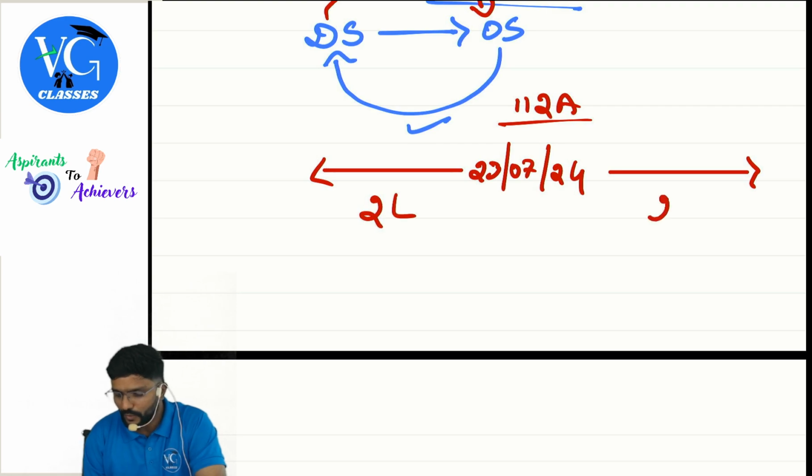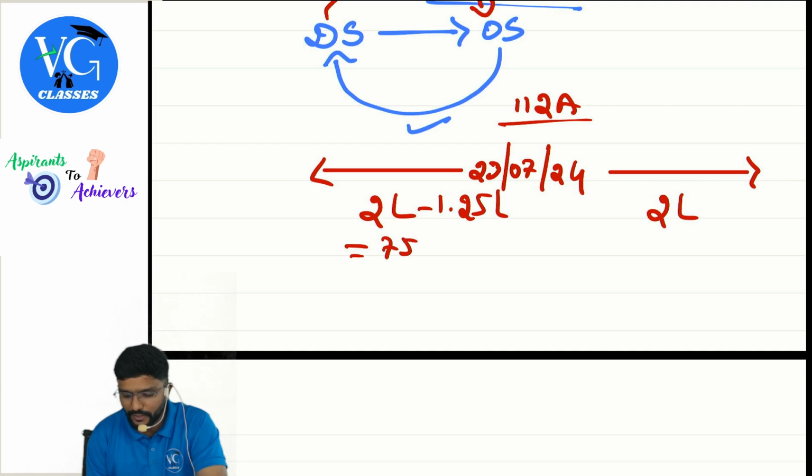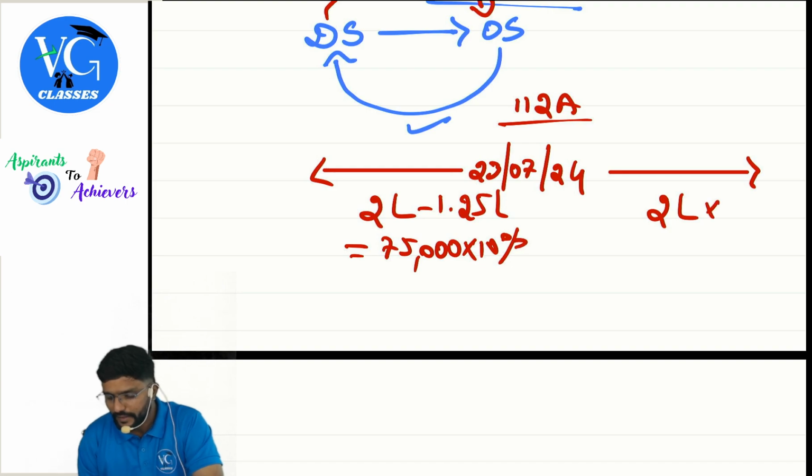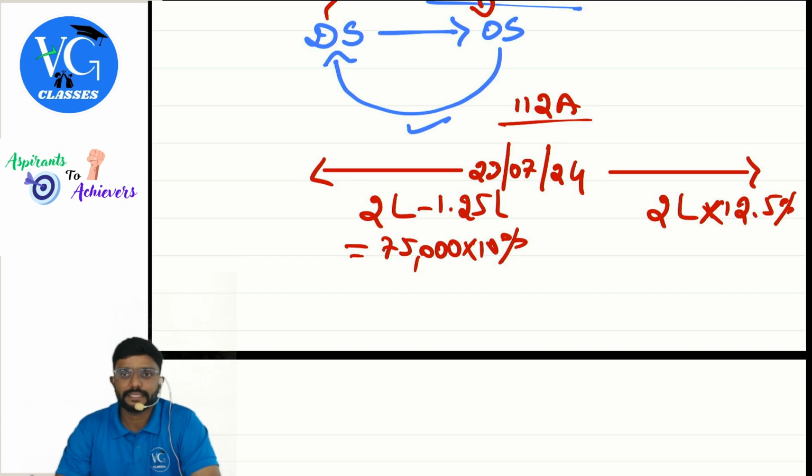2 lakh, 2 lakh. So you will reduce 1.25 lakh here. Remaining 75,000 is taxable at what rate? 10%. And here, the entire 2 lakh is taxable at 12.5%.